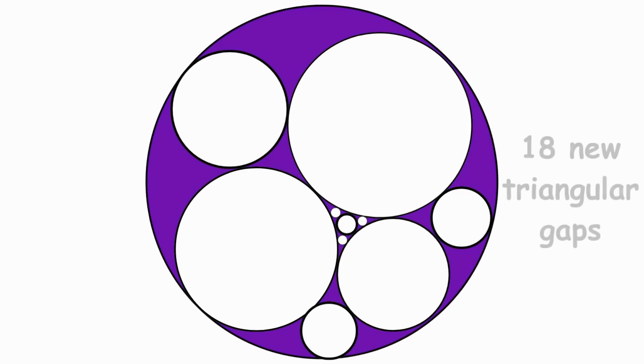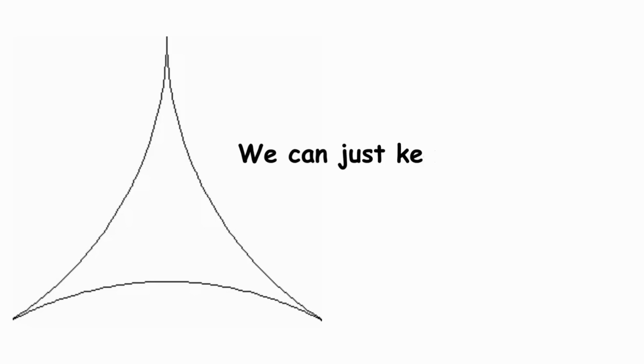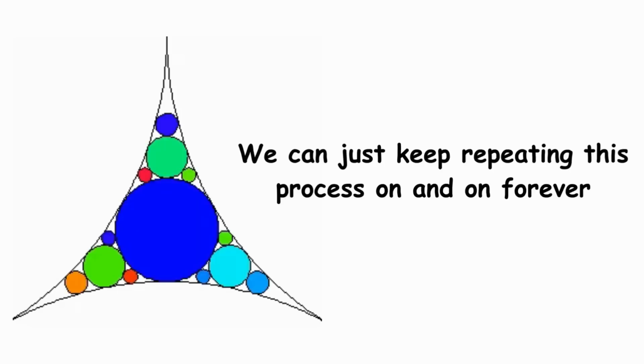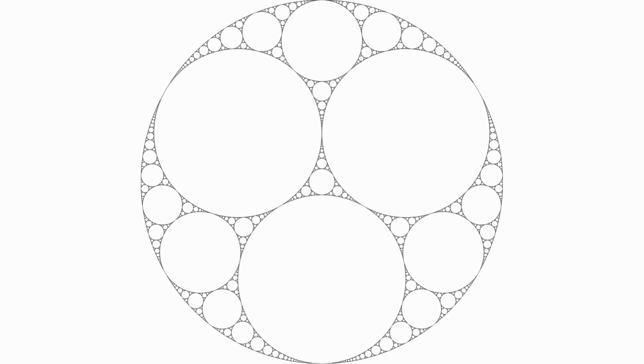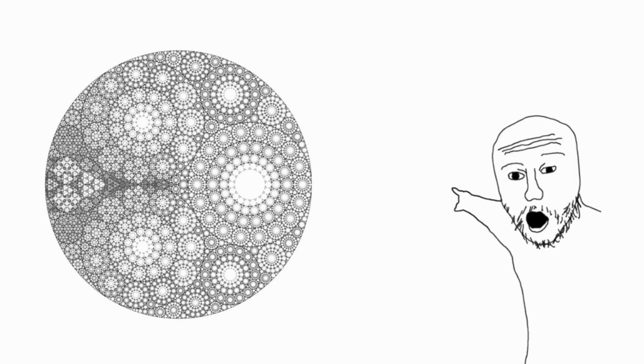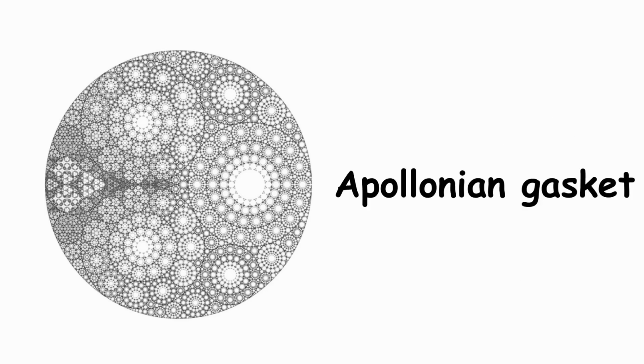Once we are done, we have created 18 new triangular gaps, which we can fill with tangent circles as well. We can just keep repeating this process on and on forever. And in the limit, we get an infinitely detailed shape, a fractal. This particular fractal is called the Apollonian Gasket.